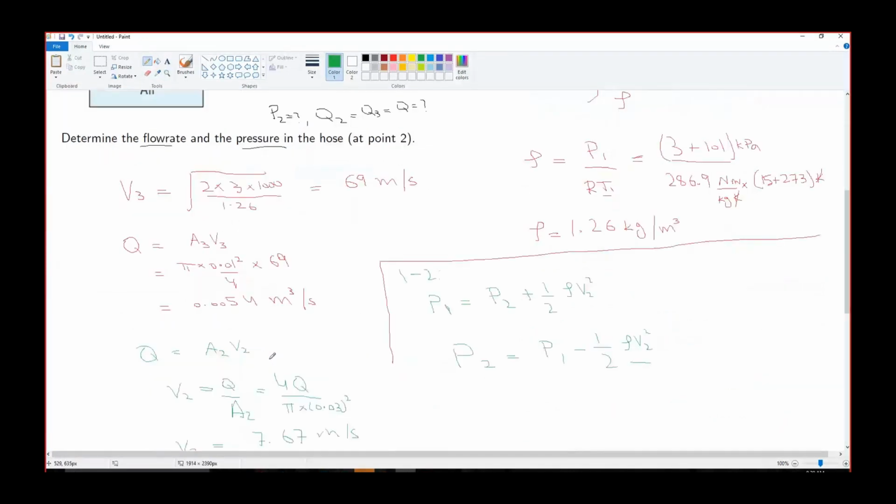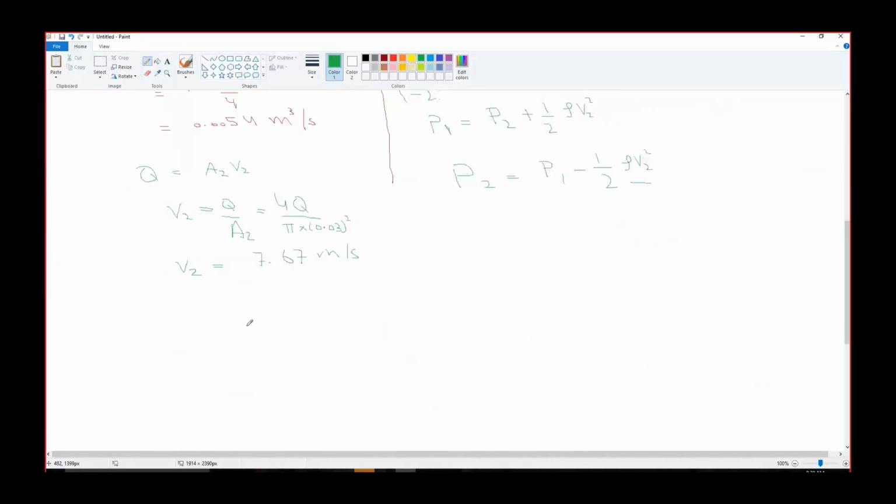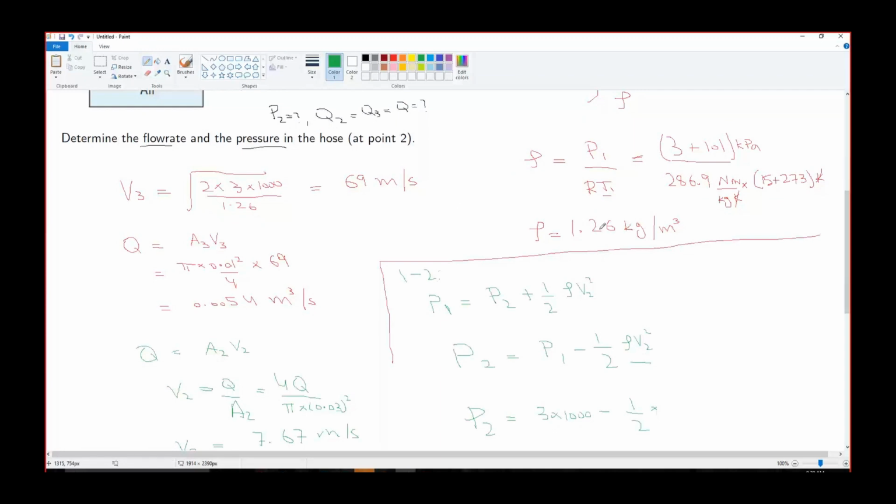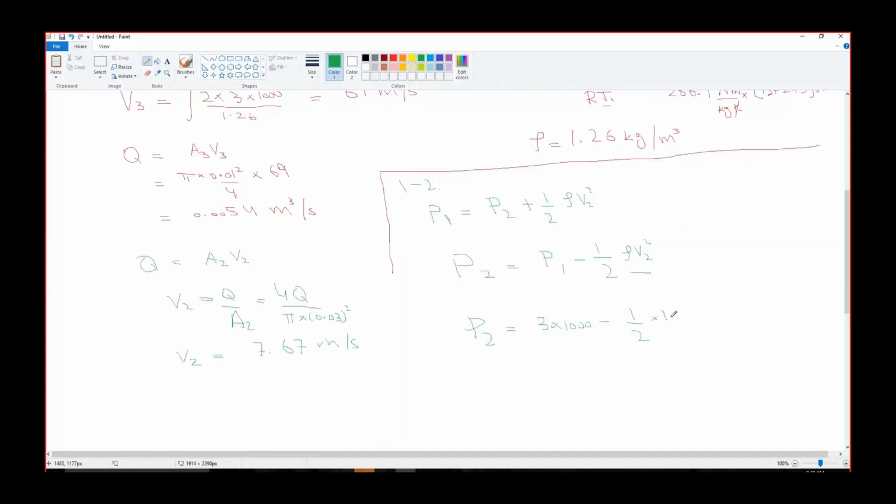Yes sir. Okay. So now we can calculate P2 simply by P1 minus half rho V square. So P2 is 3 into 1000. Use pressure in pascals because we are using velocities in meter per second and density in kg per meter cube. Half into rho, which is 1.26, into V2 square, which is 7.67 square.